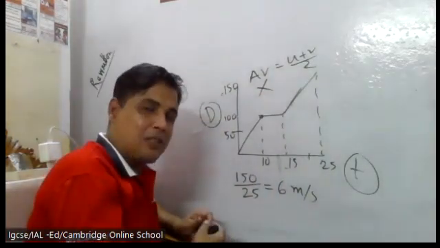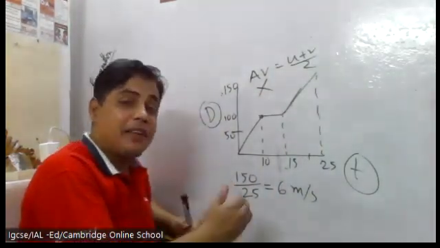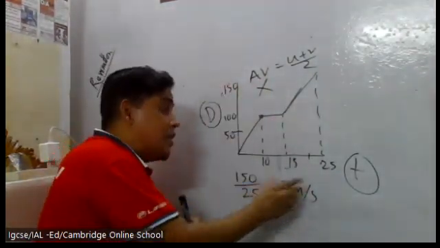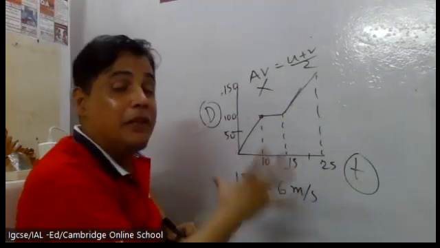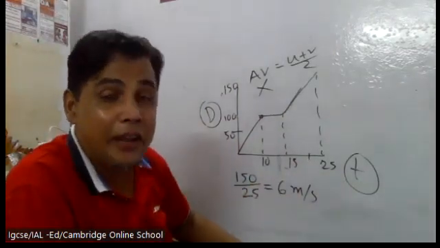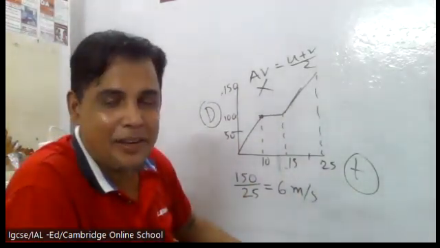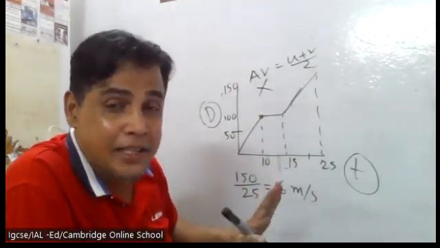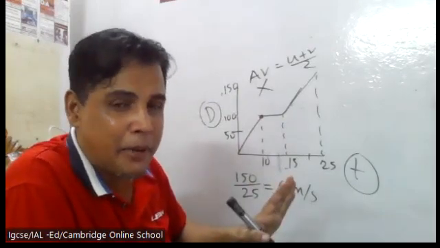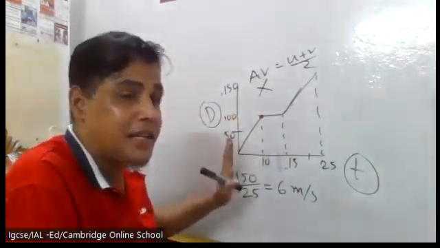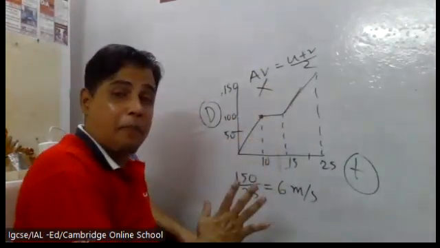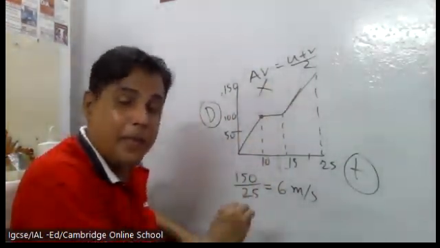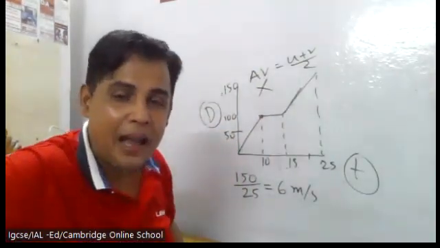Am I clear? So if you want to get the average speed in a distance time graph, the total distance divided by total time is enough. Don't mix up. There are two types of graph: distance time graph and speed time graph. As this is the distance time graph, this formula is not applicable. This is the simple formula for average speed. I think I'm clear.